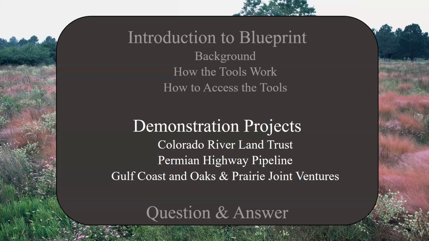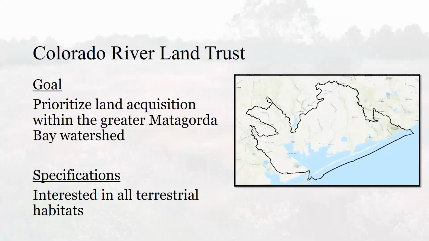All right, so let's get to the demonstration projects. The first demonstration project is for the Colorado River Land Trust. They already have their own prioritization maps for acquiring land within the immediate Colorado River Basin, but they were interested in acquiring land within the greater Matagorda Bay watershed, shown over here on the right as well, where they don't yet have any prioritization tools.